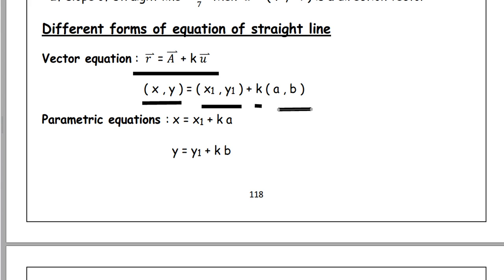So x equals the first here, x1 plus k multiplied by a, and y by b. So the parametric equations are: x equals x1 plus ka, and the second projection, y equals y1 plus kb.